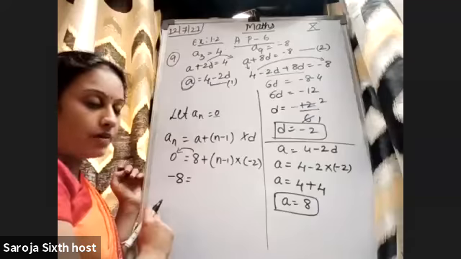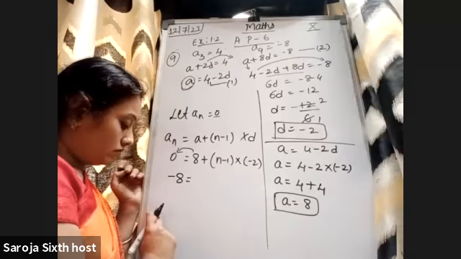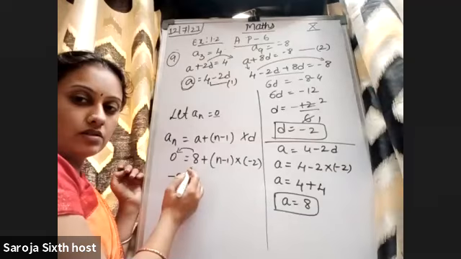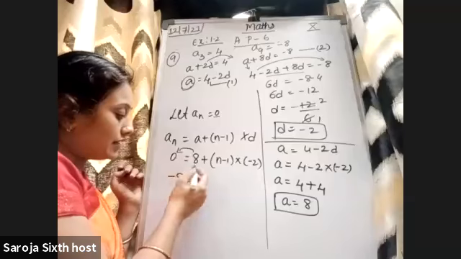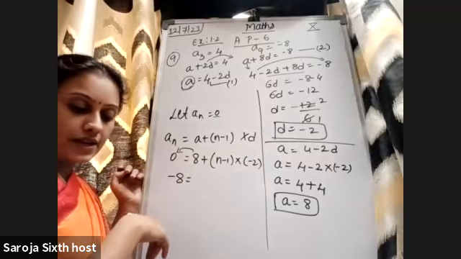Plus it will become what? Ma'am, shall I tell, ma'am? Tell me, Prajwal. When we shift that, plus 8 is there. When you shift here, you will get minus 8.